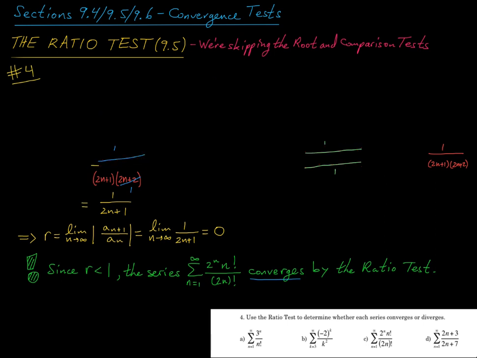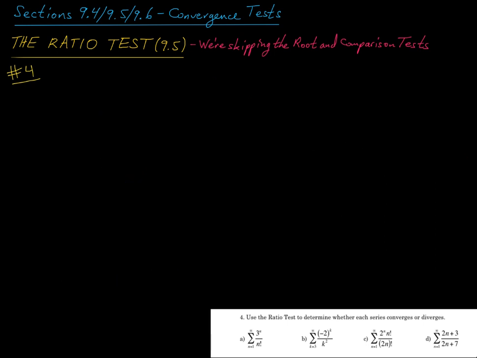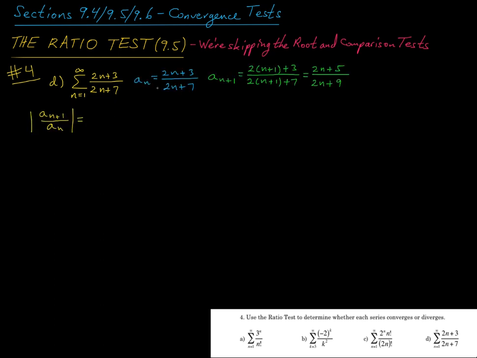All right, great. So then, pressing on to the last part, this is D, we have the sum of 2n plus 3 over 2n plus 7. All right, so we start out in just the same way. A sub n is 2n plus 3 over 2n plus 7. A sub n plus 1 is then 2 times the quantity n plus 1 plus 3 over 2 times the quantity n plus 1 plus 7. And then we can simplify that to 2n plus 5 over 2n plus 9.